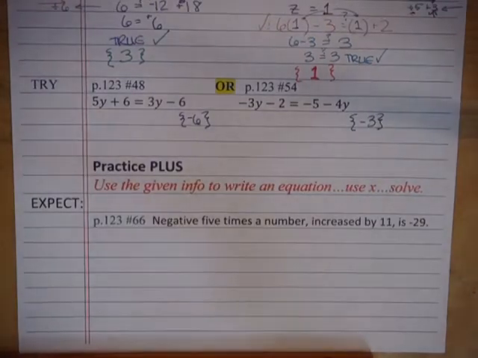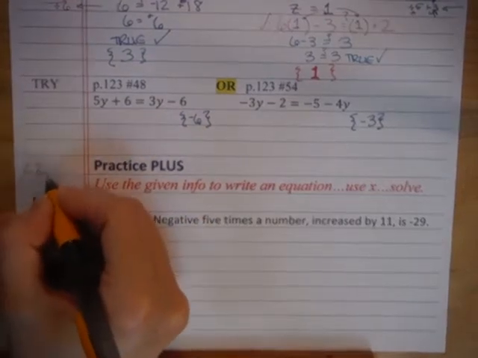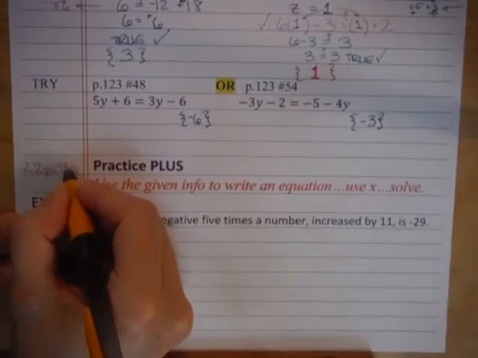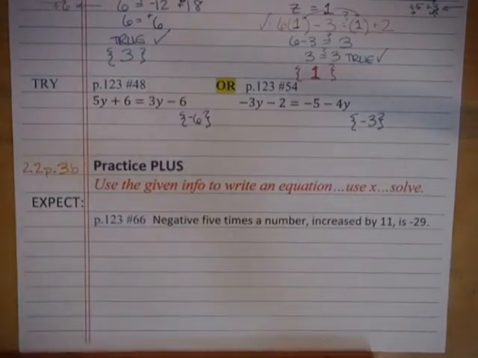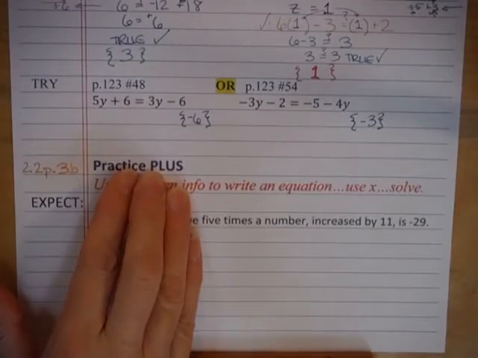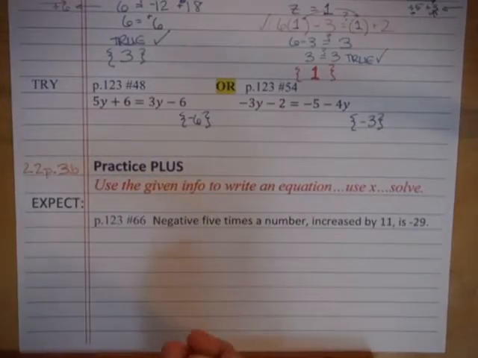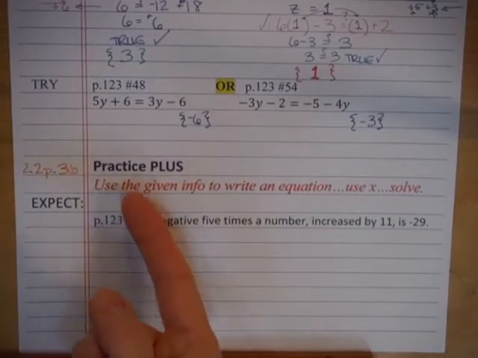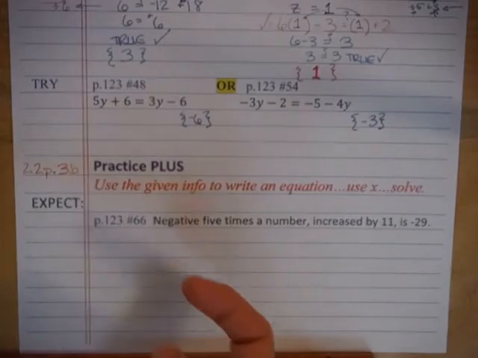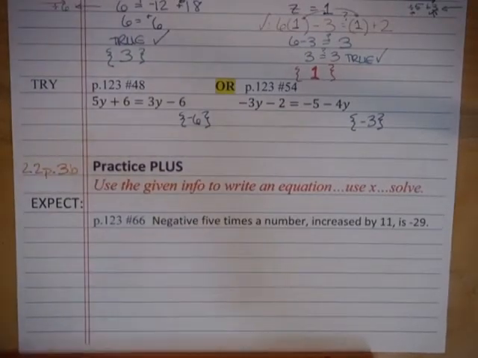All right, we're here at the bottom of page 3 for section 2.2. And we are going to look at one of the practice plus problems. So we're knowing now that we're going to take what we're learning in this section, which is to solve equations using addition and multiplication property of equality, and combine that with a previous skill. And you can see the problem we picked out. It means we're going to combine that with translating.